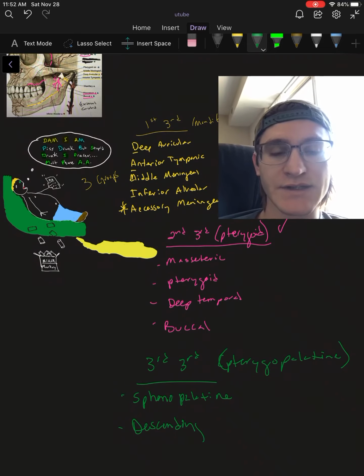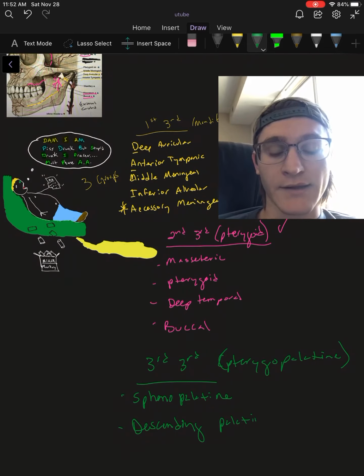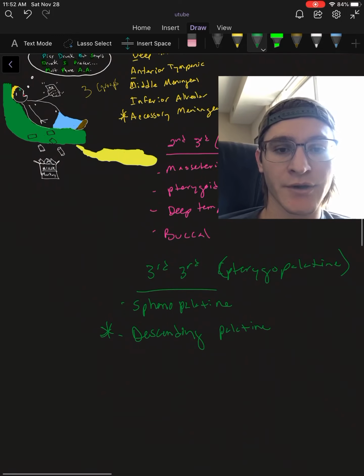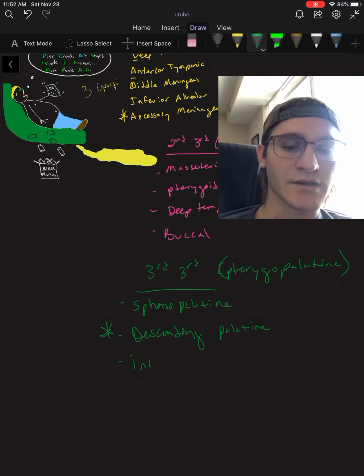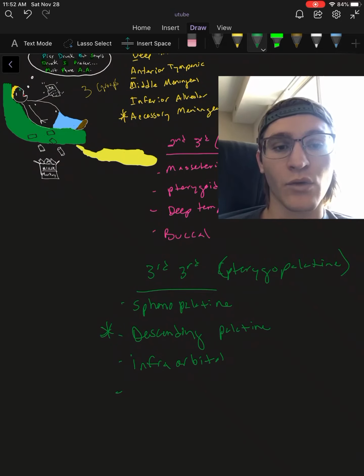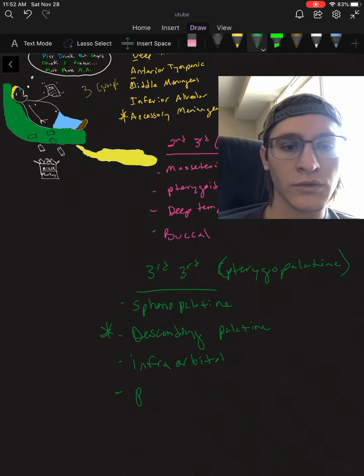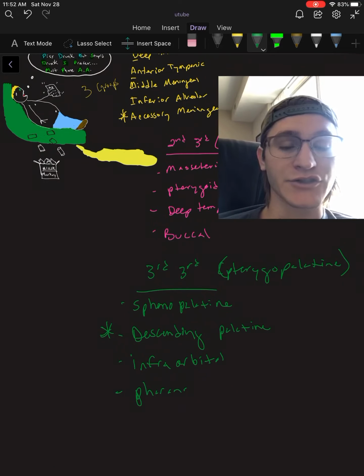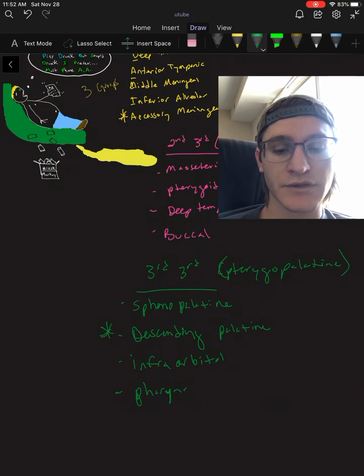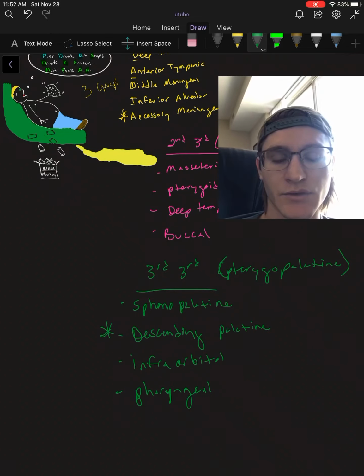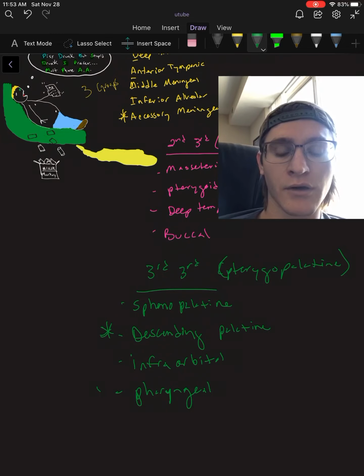Then we're going to have our descending palatine. This one we cannot see in the diagram, so I'm starring it. But it kind of just goes close to where the sphenopalatine's at. Then we're going to have our infraorbital, orbital for eye. We'll have our pharyngeal, there needs to be a Y there, pharyngeal. And this one we cannot see as well, not on the diagram at least. So we will not be able to see the pharyngeal artery or branch.